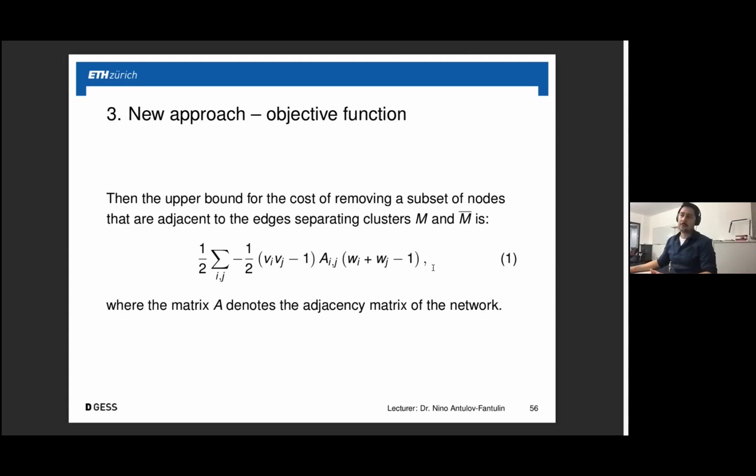And I'm not going to go into too much detail. And vi would be an indexing which tells you to which cluster you are assigning the node, to the +1 cluster or the -1 cluster. And then vi times vj essentially tells you whether both nodes are in the same cluster or not. Okay, so if they're in the same cluster, here you would get, for example, 1 minus 1, which would be 0. If they're in different clusters, here you would get -1. So you have different weights for the cost that you are having, depending on whether the nodes are in the same cluster or not.